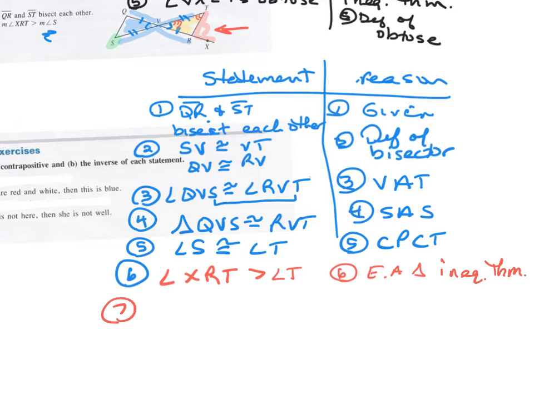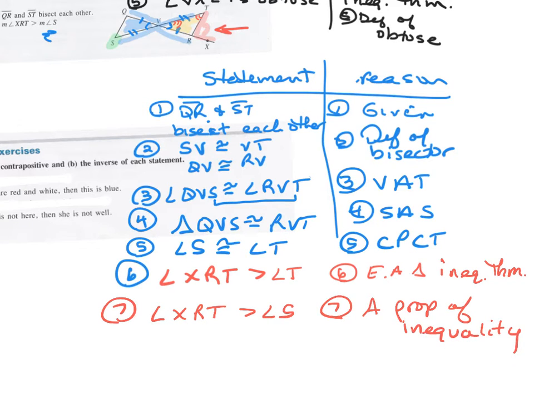And now, instead of saying just substitution, I'm just going to say that angle XRT is greater than angle S. And when it's the inequality, you're just going to say it's a property of inequality, because I already established up here that S was congruent to T, so then I just replaced it. And your reason is a property of inequality. So that's number 12.